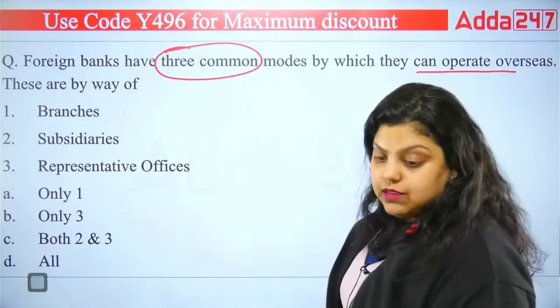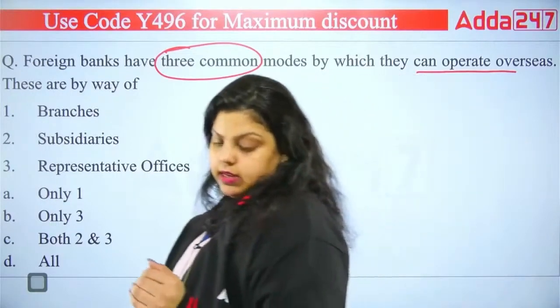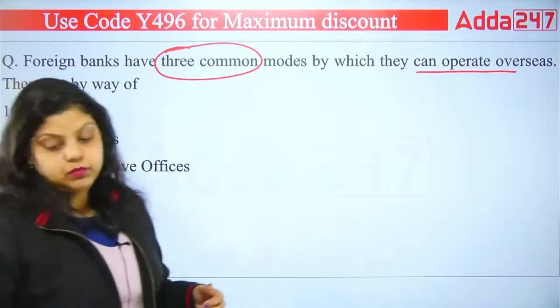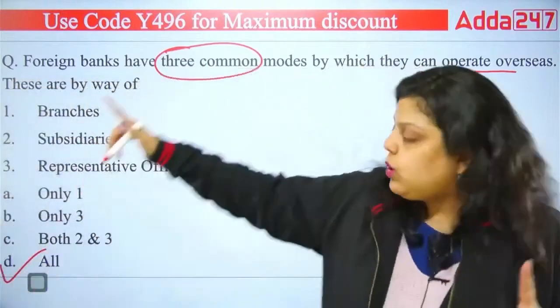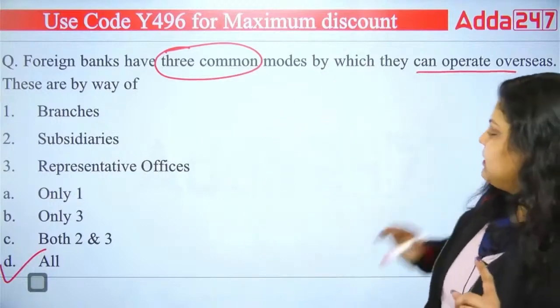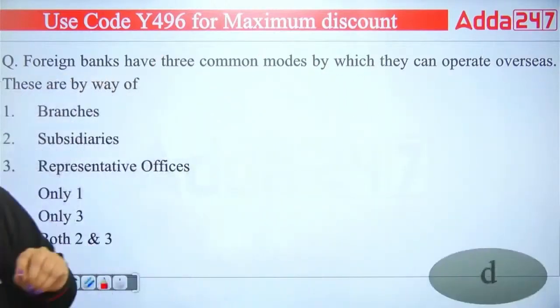So what are the ways by which foreign banks can come to India? The answer for this question will be all of the above. These are all the common modes by which foreign banks can come to India. So the right answer is D.